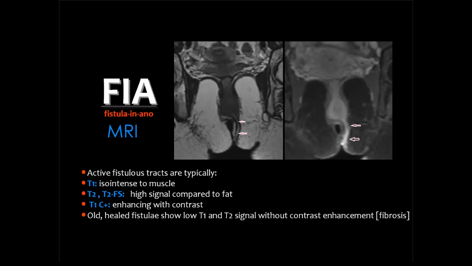The anal fistula will appear of relatively low signal in the T1 weighted image, and it will show high signal in the T2 weighted image because of the fluid present inside the fistula tract. And if you inject contrast, it will show enhancement, which indicates that the fistula is active. And the fistula, whenever it is old or healed, you get low signal in the T1 and the T2 weighted image with no contrast enhancement, indicating the development of fibrosis.